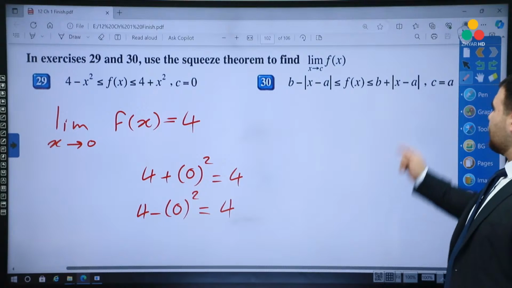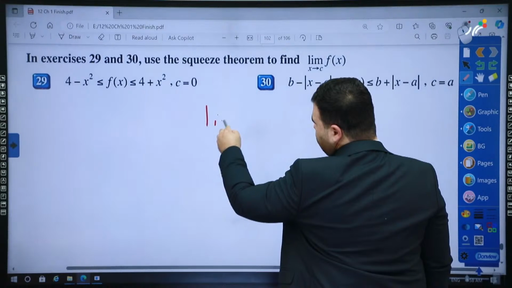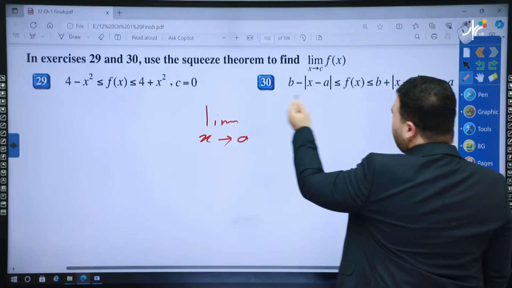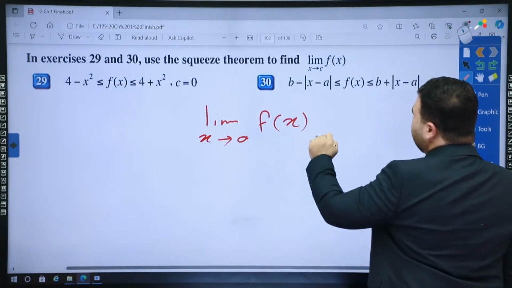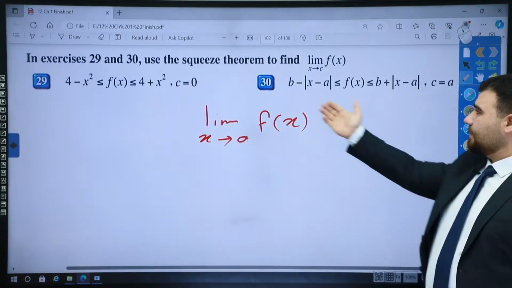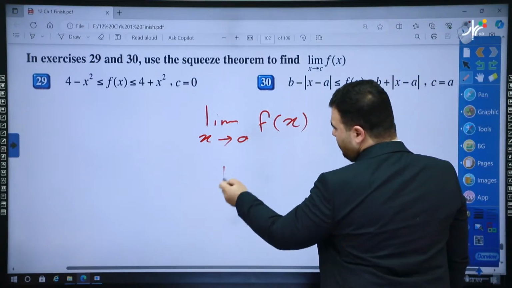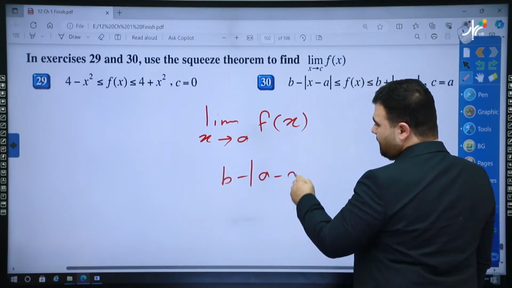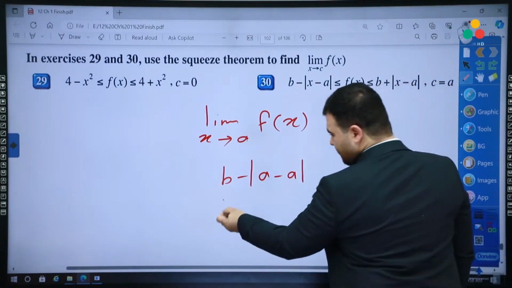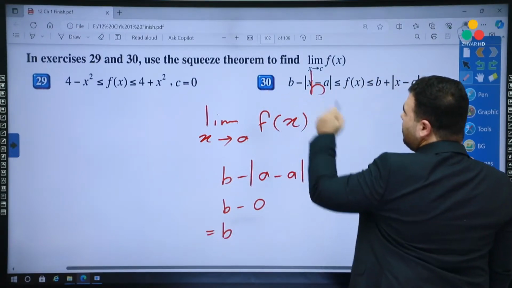Question 30, this time c goes to a. It means we are dealing with limit x tends to a of f(x). f(x) is the function between this function and this one. To find this result, we need to do this limit, and let's find the result. Here, if I put a in place of x, it will be b minus absolute value of a minus a. a minus a is 0. b minus 0 is b. So the limit of this side is b.